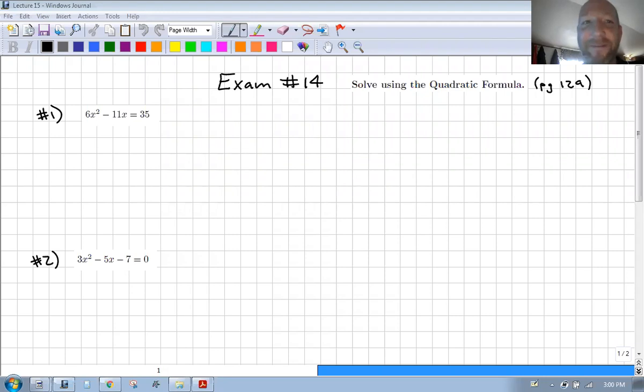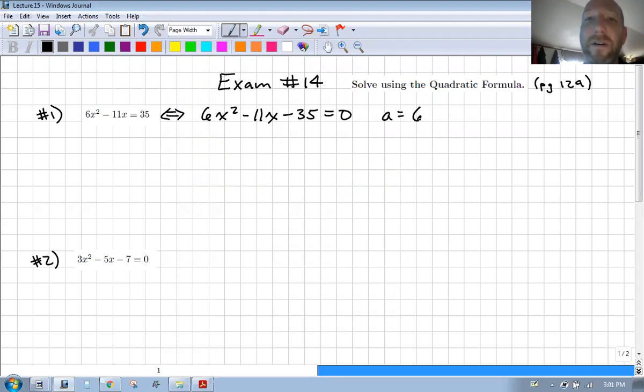Let's check out our exam number 14 here. We want to solve using the quadratic formula. For number one, we need to put this into standard form. That's what it's called. So we subtract 35 from both sides. Now we have it equal to 0.